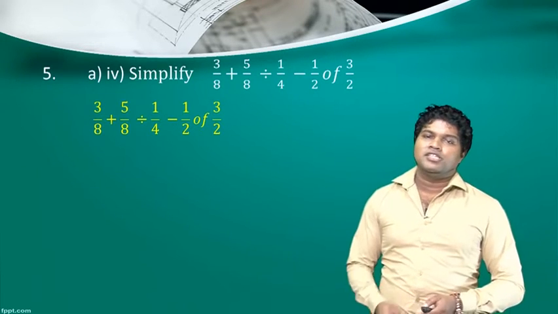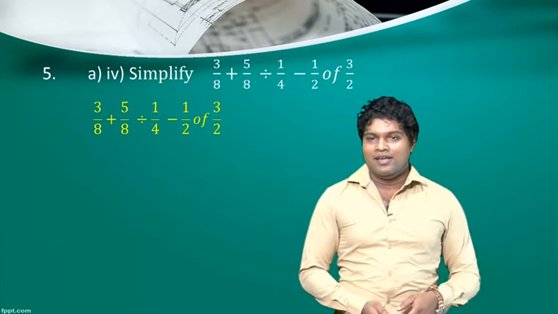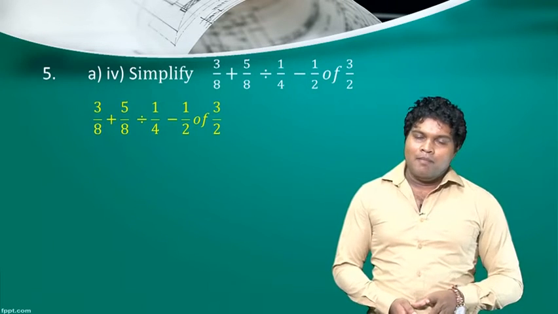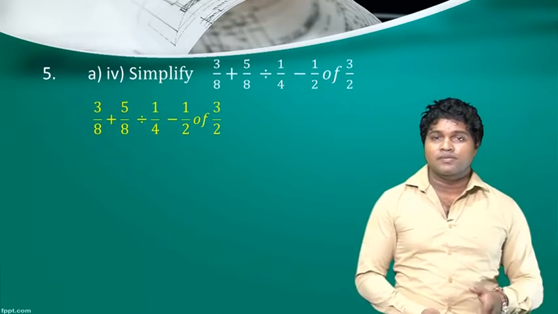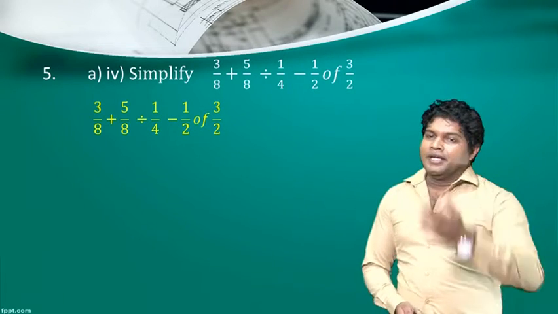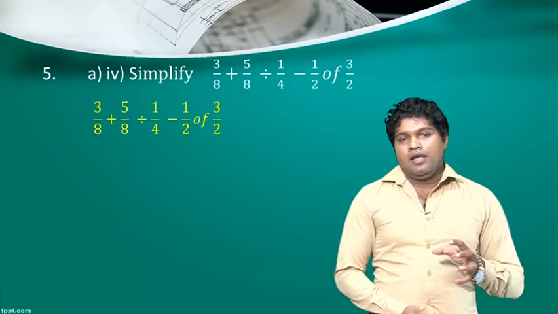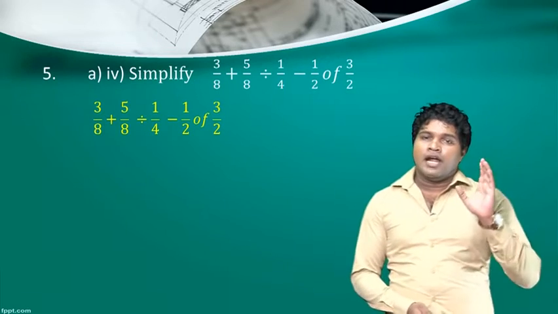It's a fraction question. There are 5 fractions to simplify. How to start this one? My dear students, plus, division, minus, of. There's an order. According to that order, you have to start this question. You shouldn't start from the front, from the back, or from the middle. You have to start according to the system.